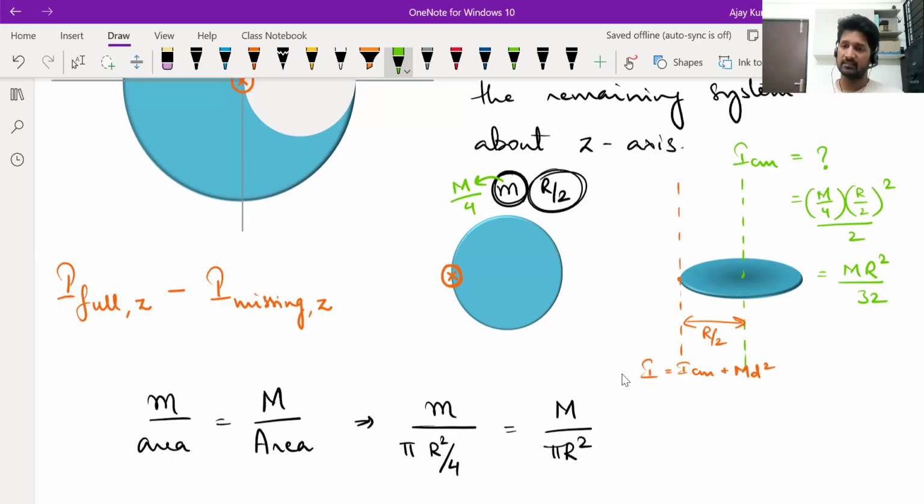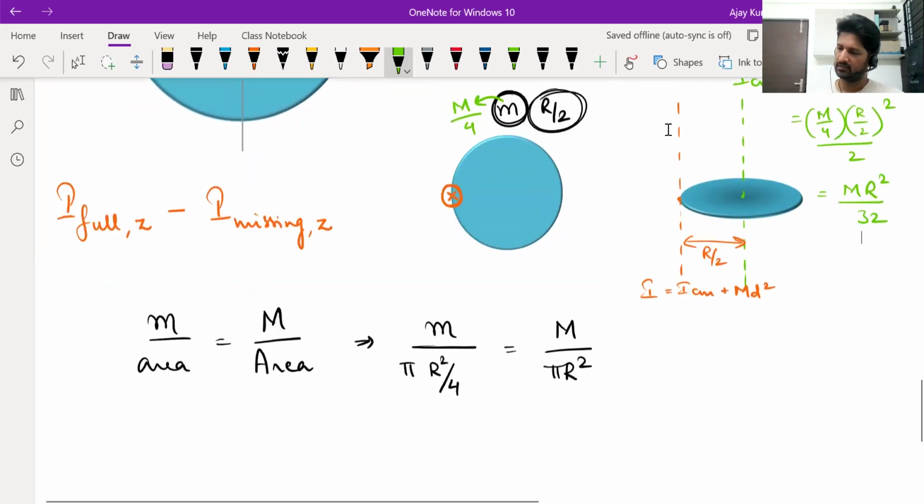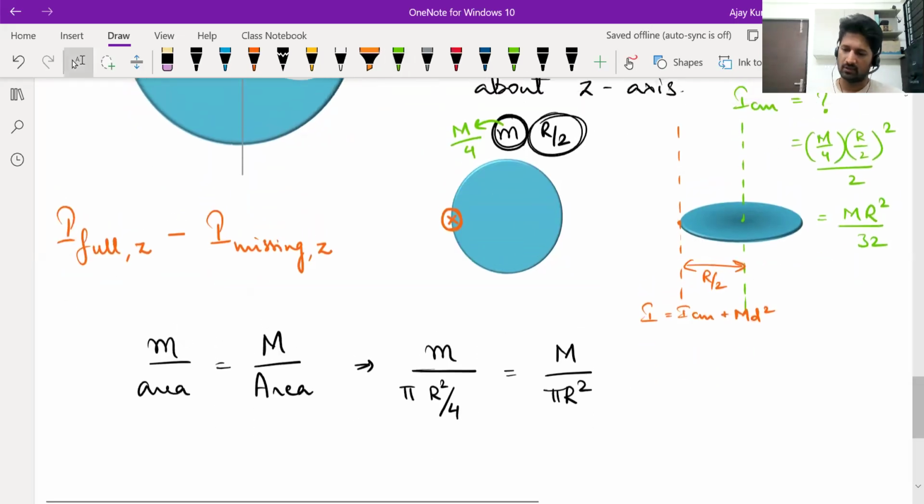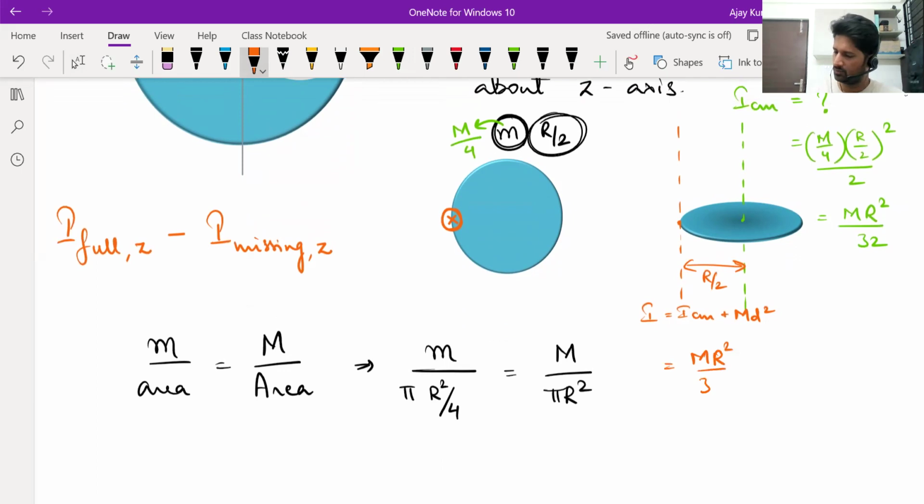But it's not that green axis that we are calculating about. We want it about the orange axis. We'll have to use the parallel axis theorem. Therefore, the orange axis moment of inertia will now be ICM, which is Mr square by 32, plus, okay, how much will md square be?